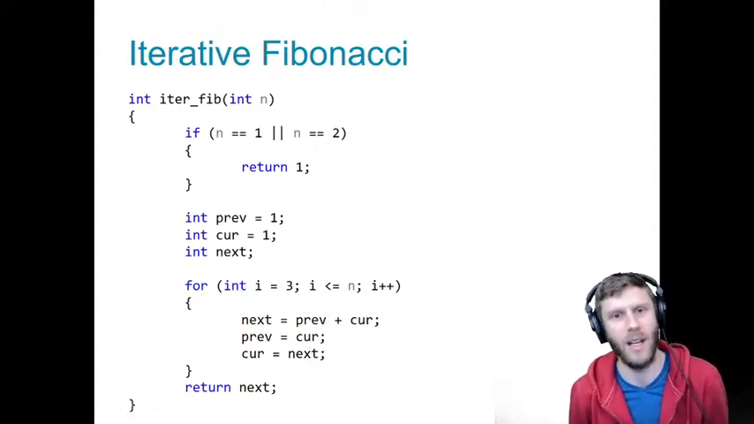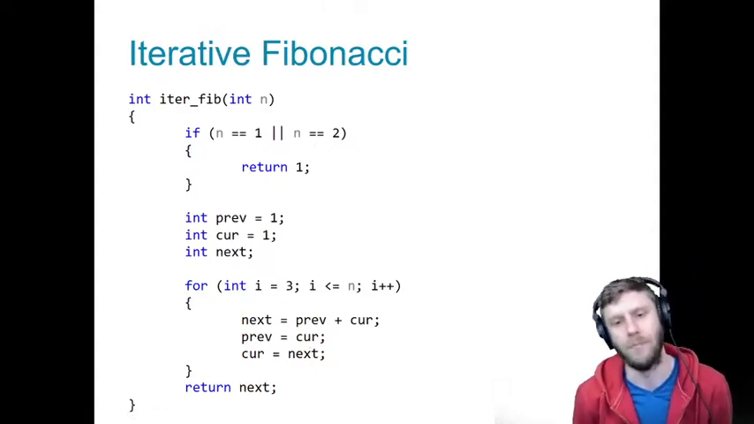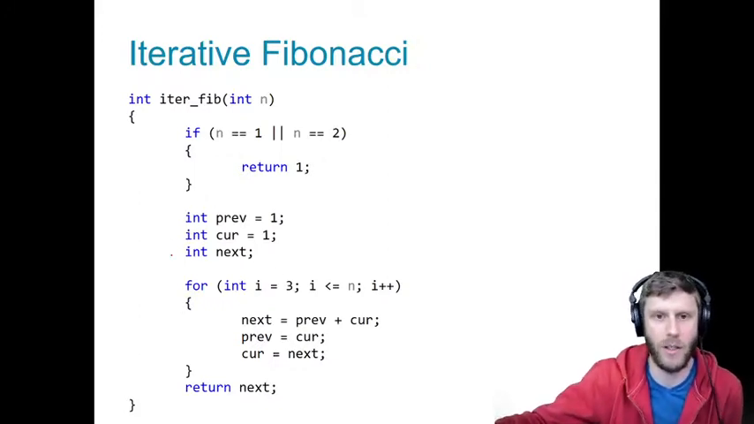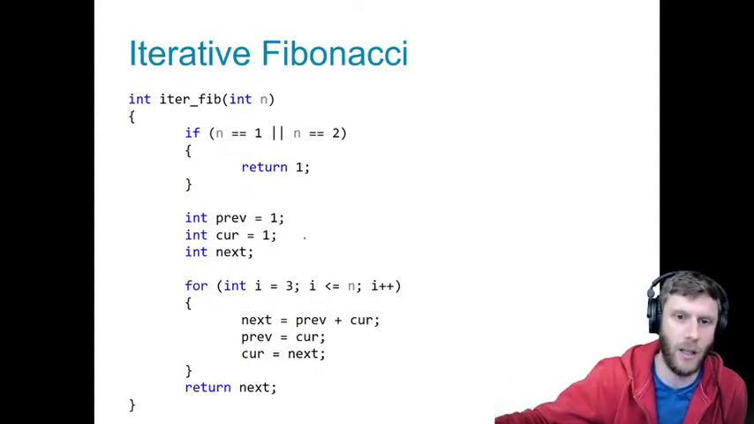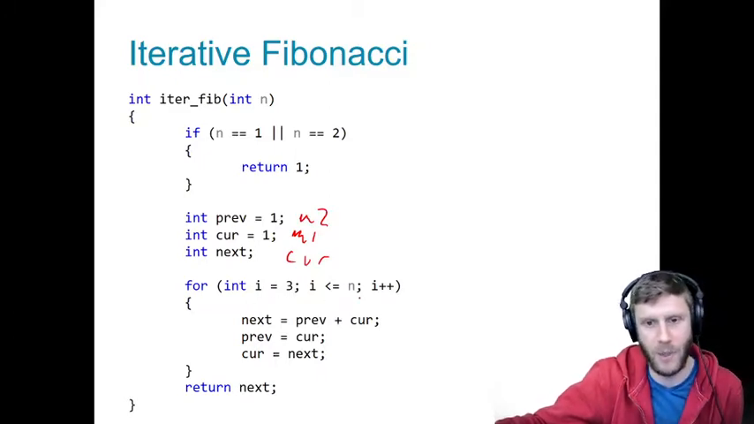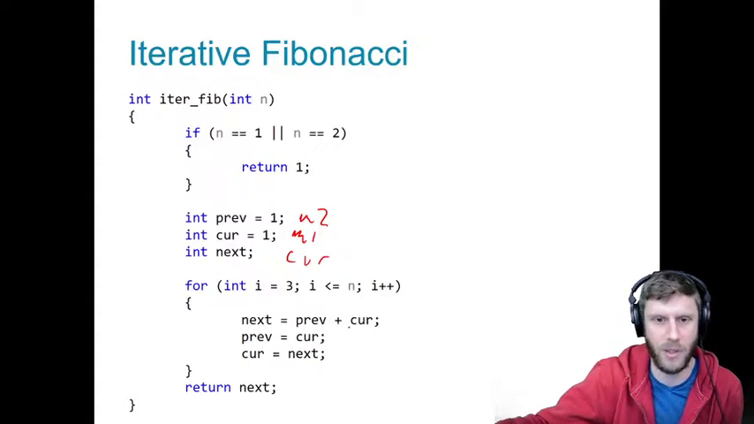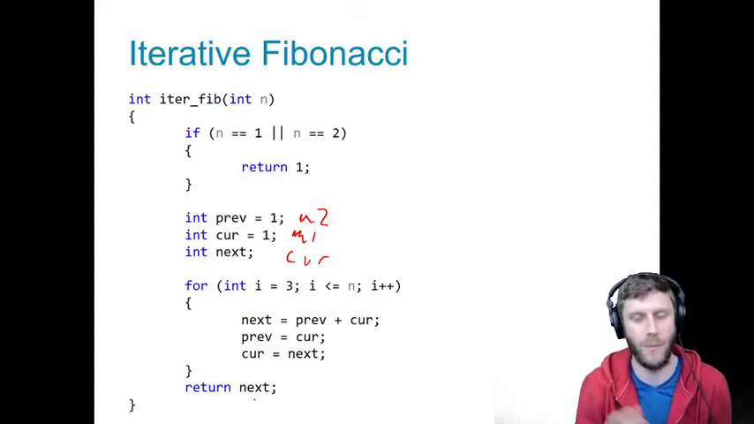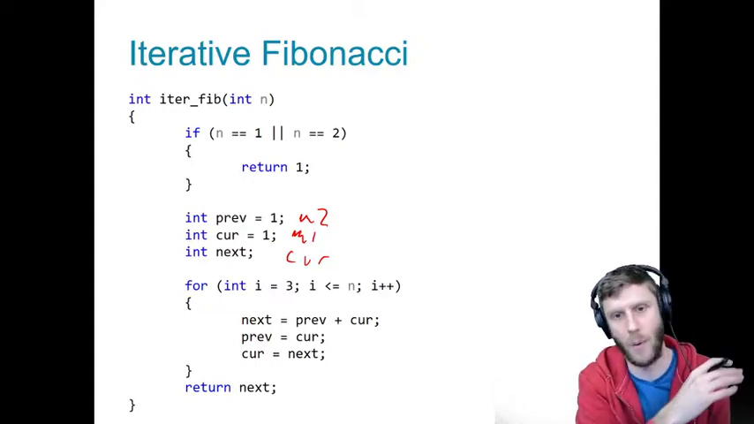And here's the iterative one, right? I guess I'll say, okay, if n is 1 or 2, return 1. Otherwise, I've got next, cur, and previous. This is what I called M1, this is what I called cur, and this was M2. Start i at 3 all the way to n inclusively. Next is the sum of those two, set previous to cur, cur to next, right? And in the end, return next. There. Basically what I just explained a moment ago.